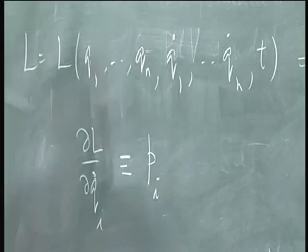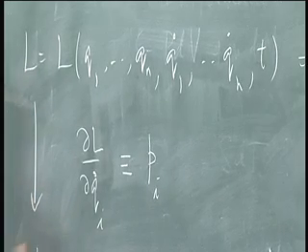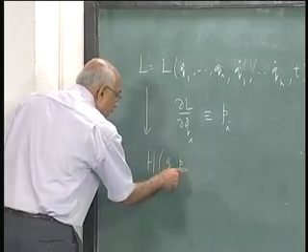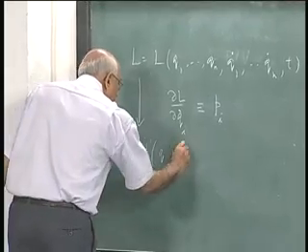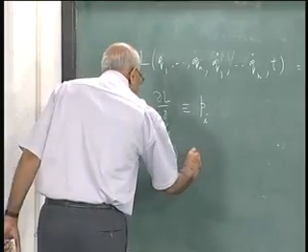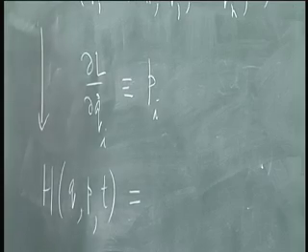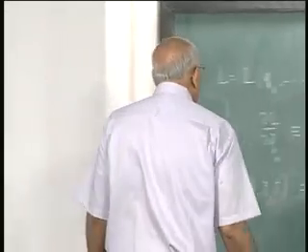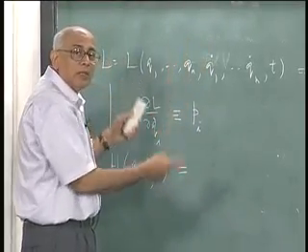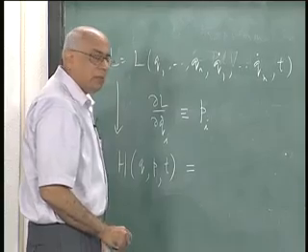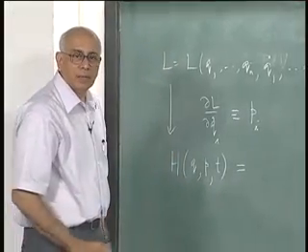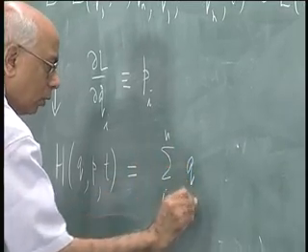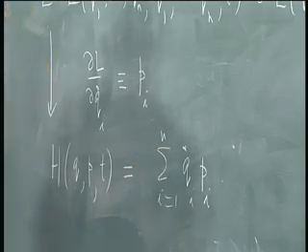What happens if I do this? I would then like to go from an L to a new function H, which is a function of the q's and the p's collectively, p1 to pn I write as p, and possibly t. And how should I define it? I should define this as L minus the product of the q dots with the corresponding p's, but historically one did it with a reverse sign, it does not matter. So let me define this as the summation over i equal to 1 to n of qi dot pi minus L.